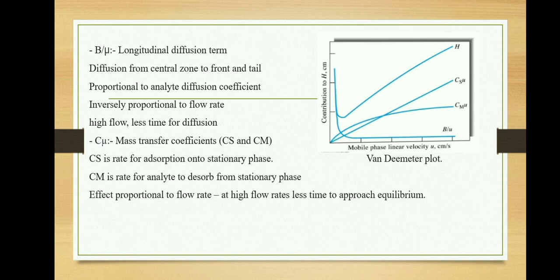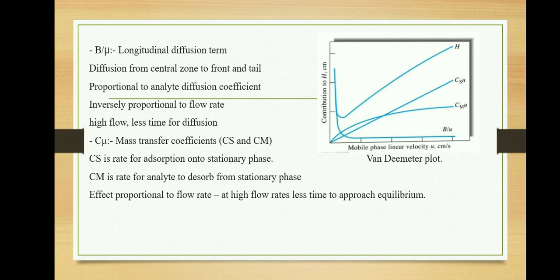The next term is B by u, also called the longitudinal diffusion term. In column chromatography, longitudinal diffusion is a band broadening process in which solute diffuses from the concentrated center of the zone to more dilute regions ahead and behind the zone center, that is, towards and opposite to the direction of the flow of the mobile phase. It is inversely proportional to the flow rate. Higher flow rate, less time for diffusion.